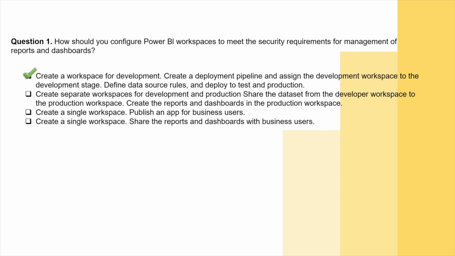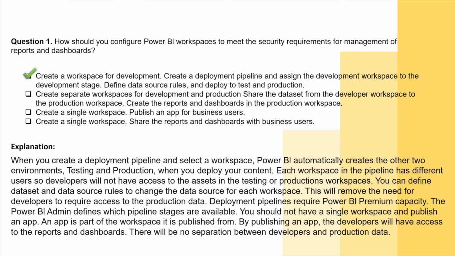Well, the right answer is create a workspace for development, create a deployment pipeline, and assign the development workspace to the development stage. Next, define data source rules and deploy to test and production. So what's the explanation that is given? When you create a deployment pipeline and select a workspace, Power BI automatically creates the other two environments, which is testing and production, when you deploy your content.